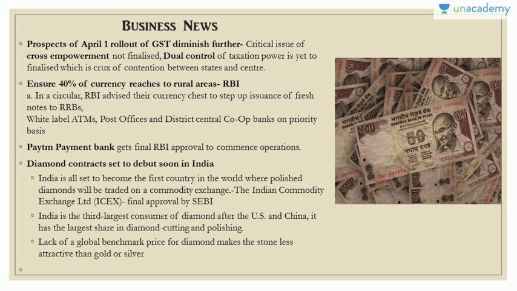So the prospects of a 1st April rollout of GST are low because no consensus is building up about the critical issue of cross empowerment, and the dual control of taxation power is yet to be finalized. And the RBI has given out a circular that the currency chests should ensure that 40% of the currency reaches the rural areas using white label ATMs, post offices, and district central cooperative banks on a priority basis. And the Paytm Payments Bank gets final RBI approval to commence operations from yesterday.